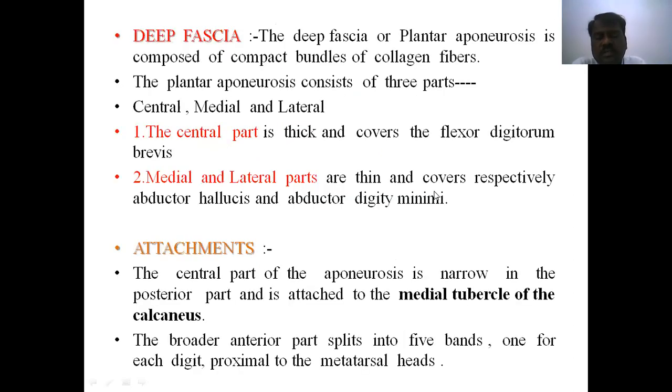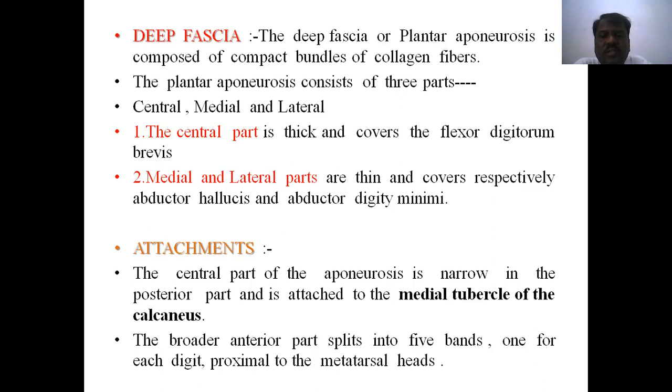After removing this, we can identify the deep fascia. The deep fascia is nothing but the plantar aponeurosis. It is composed of compact bundles of collagen fibers. This plantar aponeurosis consists of three parts. After removing the superficial layer, we can identify the tight band-type plantar aponeurosis. Only the central part is very tight and very strong, whereas the lateral and medial parts are very thin bands.